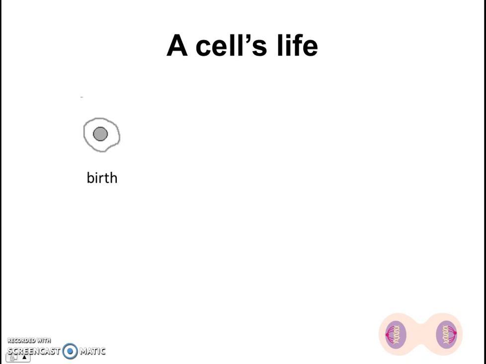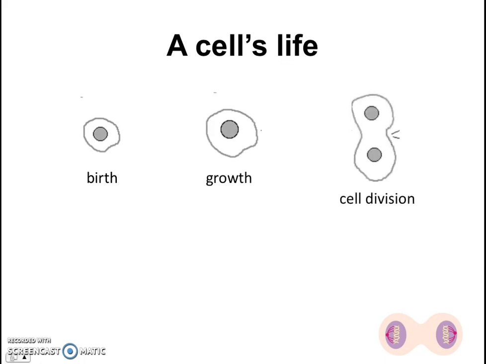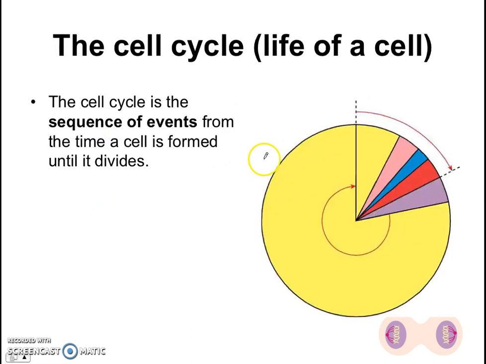Okay, a cell is born, and then it grows, and then when it grows enough and it's ready, it divides. And then when it divides, this is when each new cell is born, so the cycle is repeated. A new cell is born, it grows, and then it divides. Now this sequence of events, a cell is born, then it grows, then it divides, and then a new cell is born, and then it grows, and it divides. This is known as the cell cycle.